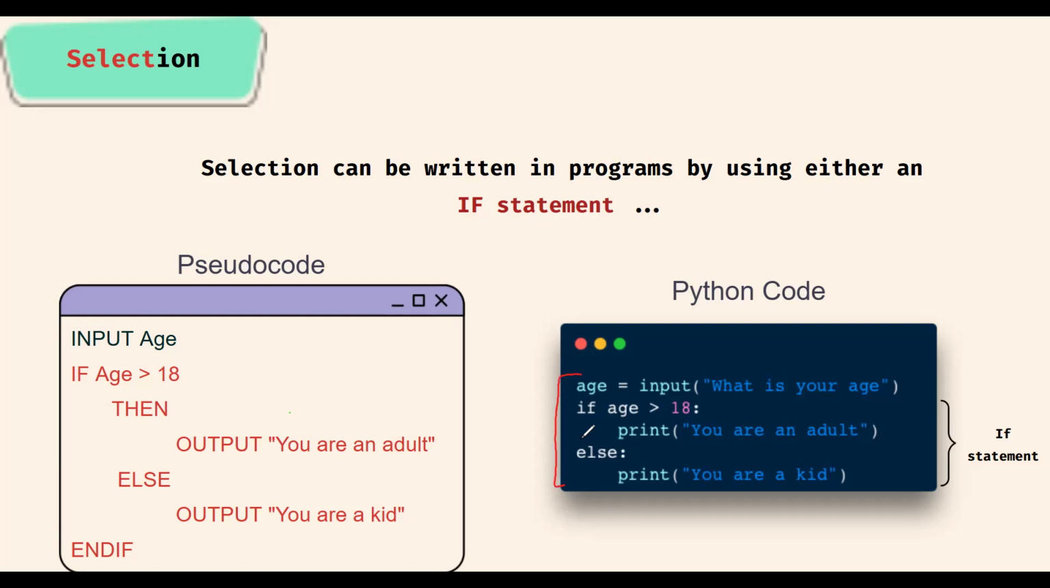It's taking an input and trying to decide whether you're a kid or an adult based on your age. Excellent. So how many selections or possible outputs do we have? Two.